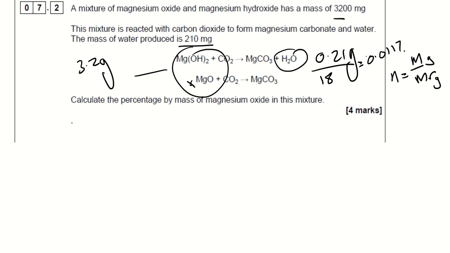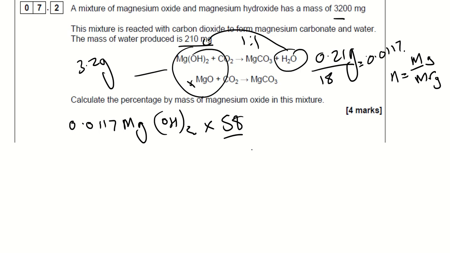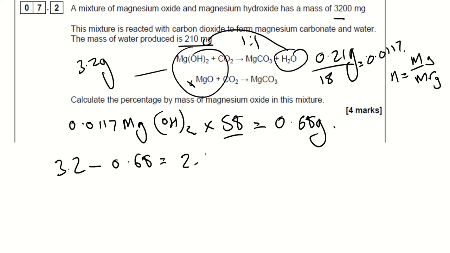0.0117 is equivalent to the moles of magnesium hydroxide, because if you look at the equation, water to magnesium hydroxide is a 1-to-1 ratio. Now, if I've got the moles of magnesium hydroxide, I multiply it by the RFM of magnesium hydroxide, which is 58. That tells me that in here I have 0.68 grams of magnesium hydroxide. So out of the 3.2 grams, 0.68 grams is the magnesium hydroxide. The rest of it, the 2.52 grams, must be the magnesium oxide.